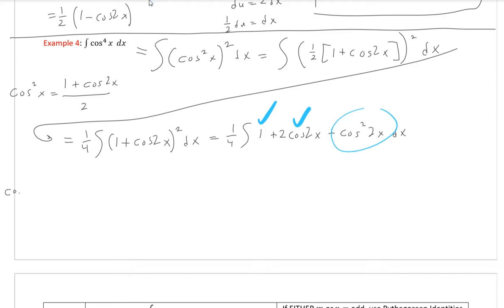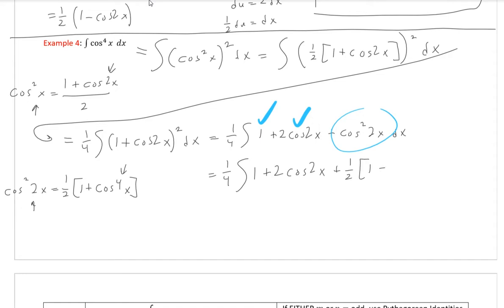Well, if I have cosine squared of 2x, what that's going to give me is 1/2 times 1 plus, instead of cosine of 2x, it's going to double again and become cosine of 4x. Before it was just a single x, gave me double that. 2x will give me double that. So now this becomes 1/4 the integral of 1 plus 2 cosine of 2x, and this plus cosine squared of 2x will become a plus 1/2 times 1 plus cosine of 4x dx.